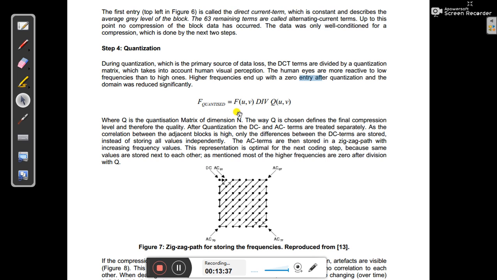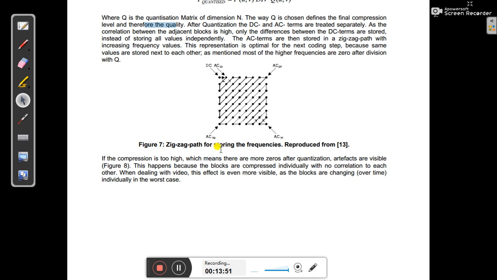In this equation you can see that Q is the quantization matrix of dimension n. The way Q is chosen defines the final compression level, and therefore the quality. So in that way it will go through like this. Then the AC terms come after the quantization.